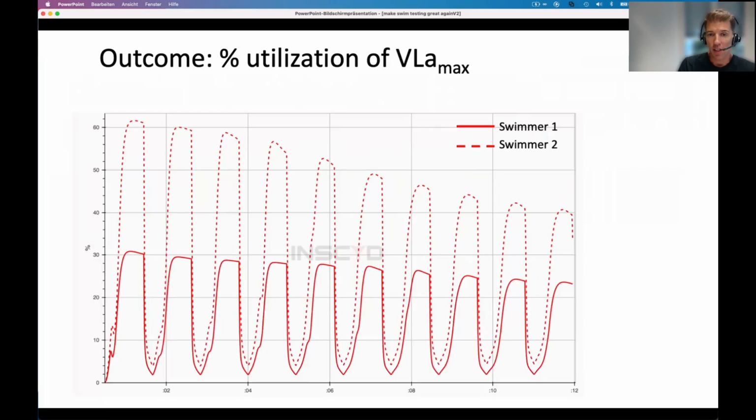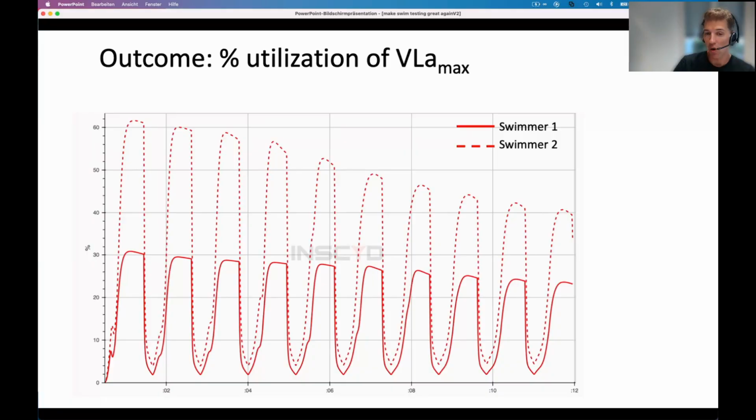And the picture gets more extreme when you look at the glycolytic utilization. If you apply the same logic to the glycolytic metabolism, here you see extreme differences. Swimmer number 2, because his VLamax is so low, is triggering his glycolytic system. You can see at the beginning more than 60%. So super, super high for glycolytic systems.